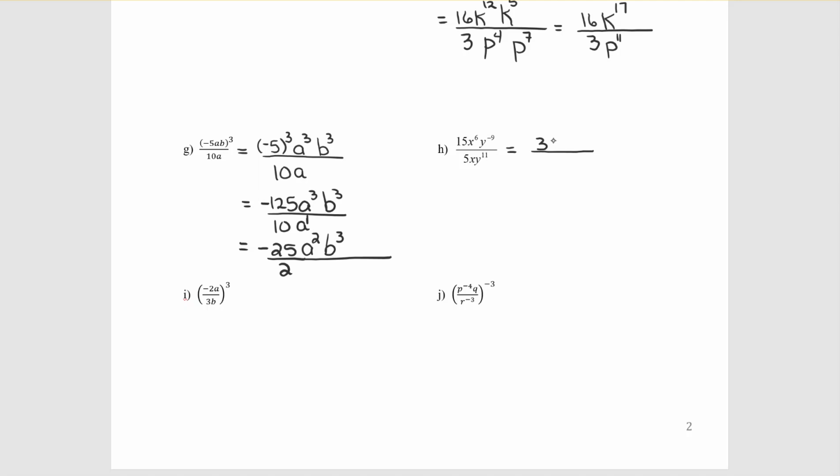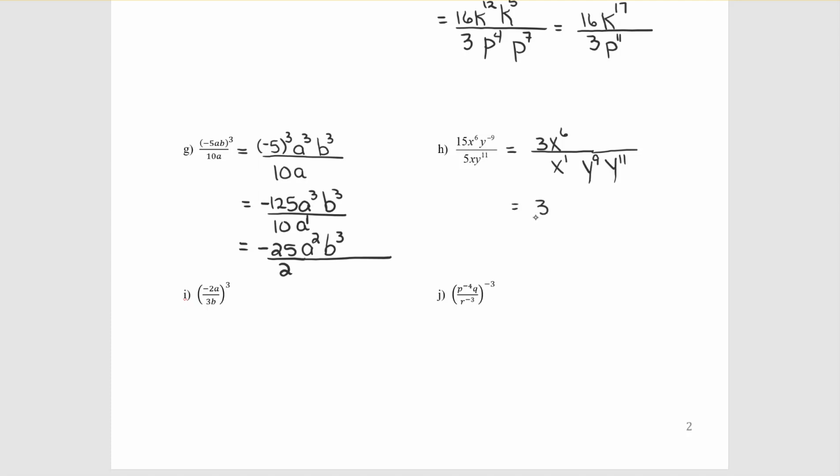Now I take a look at my powers here. That's a positive exponent, so it's going to stay where it is. X is x to the 1. It has a positive exponent. It's going to stay where it is. But y to the negative 9, I'm going to drop that down below the line. And it's going to become y to the positive 9. Y to the 11th is going to stay on the bottom. Now it doesn't matter if I have y to the 11th here and y to the 9th at the last position here, because ultimately I'm going to combine those.